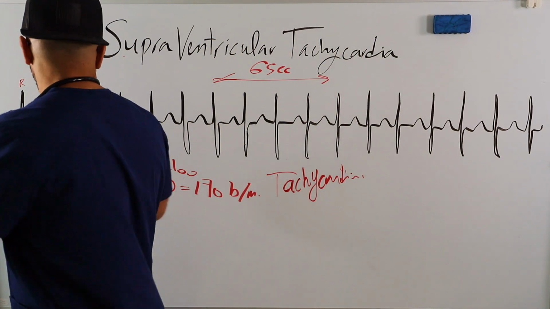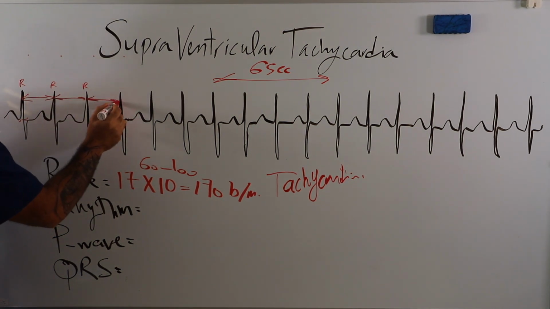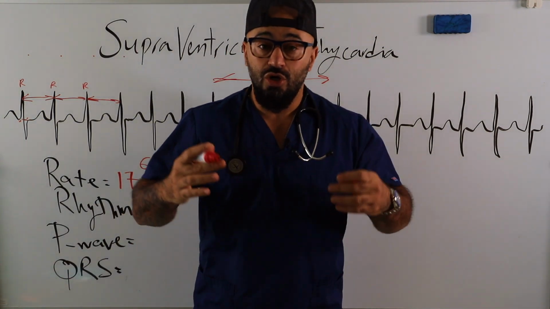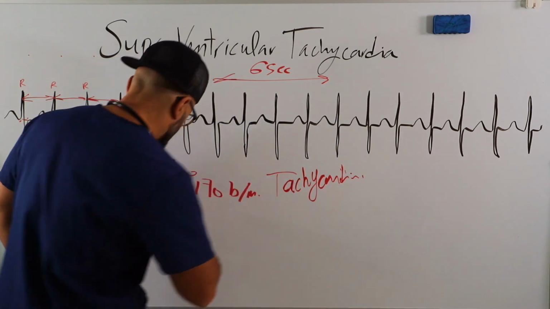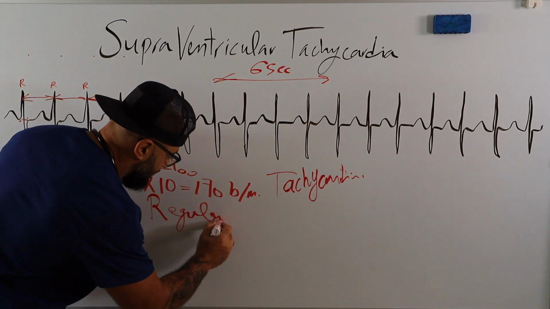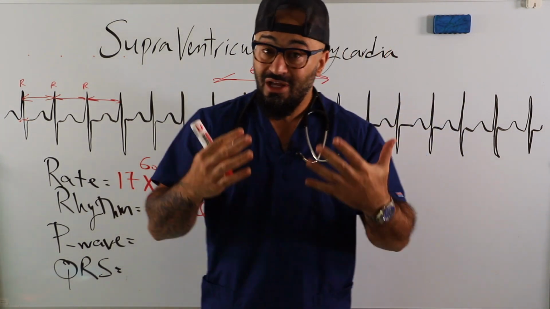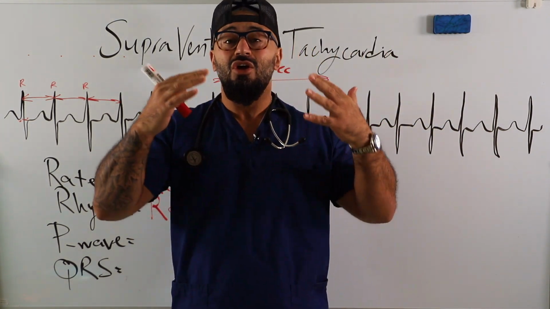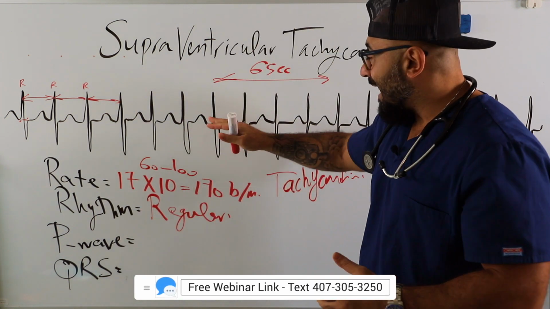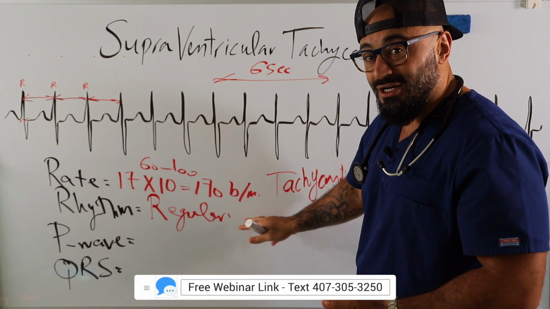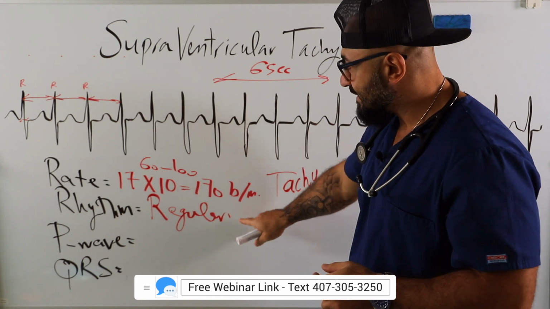So since the distance from R to R is the same between all R waves, now what do I call it? So the rhythm is regular, all right? If the distance was not the same, as in atrial fibrillation, and if you have not watched my atrial fibrillation video, then you've got to go watch it because it gives you an understanding about ECG, right? So in atrial fibrillation, the rhythm is irregular, right? Because the R to R are not always the same distance. In this case, it's regular.